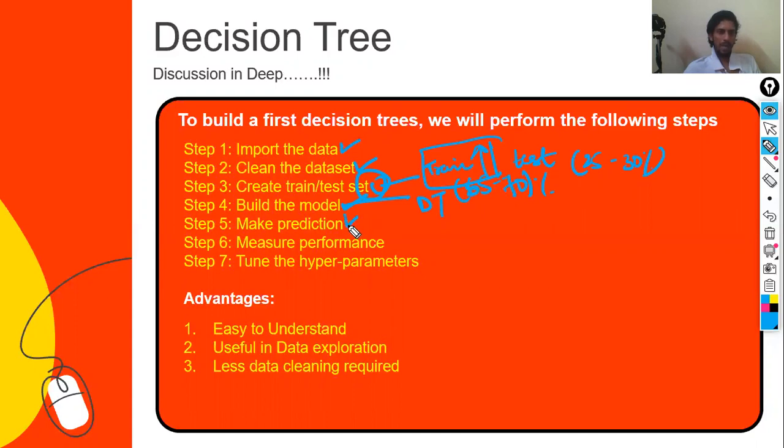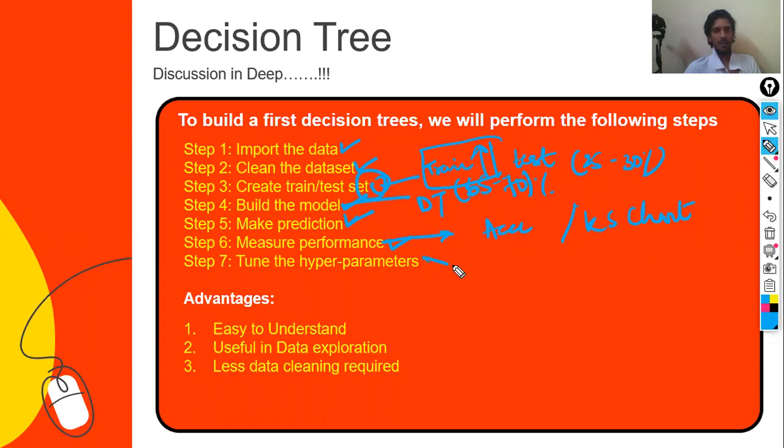And then you would make predictions, after which you would measure the performance. Now, performance measurement is done in different ways. You have accuracy test, we have seen, you have k-chart, you have k-value, k-statistics. So you have different means to measure the performance.